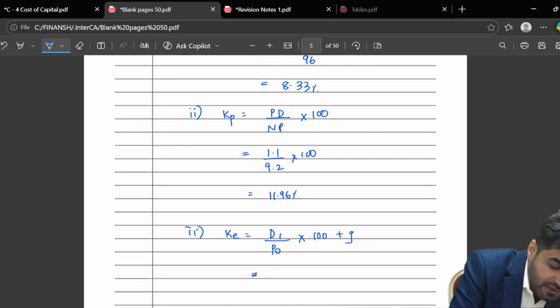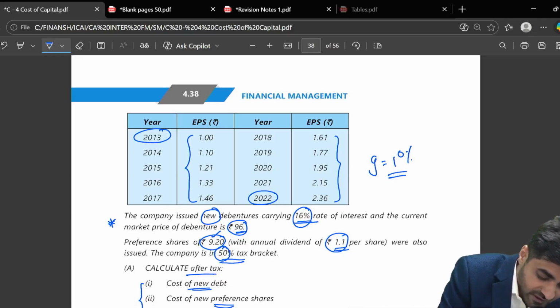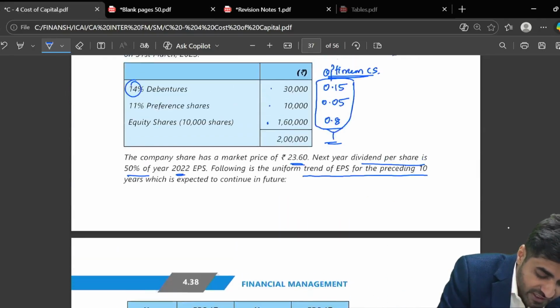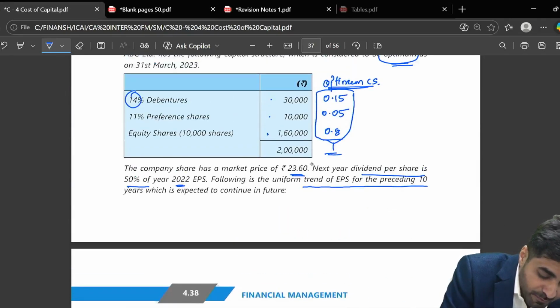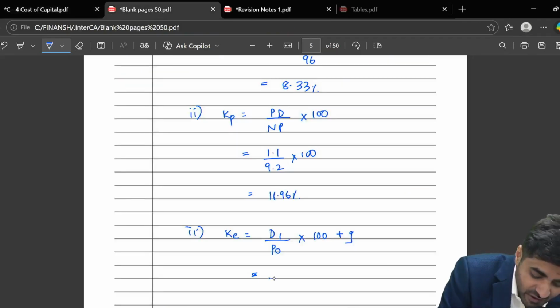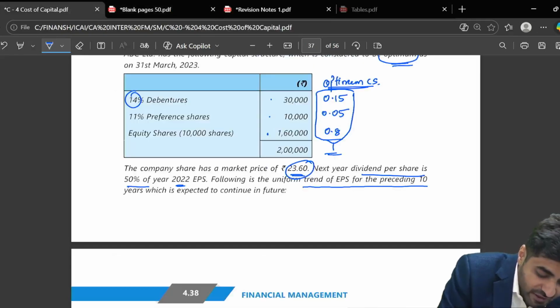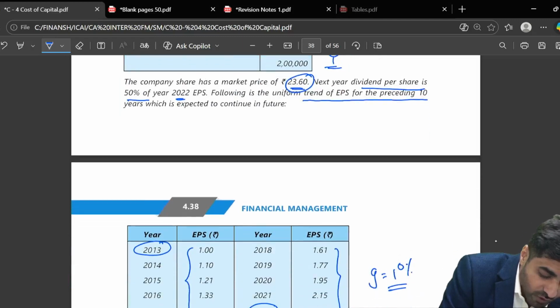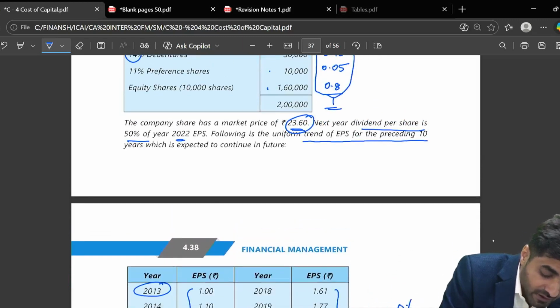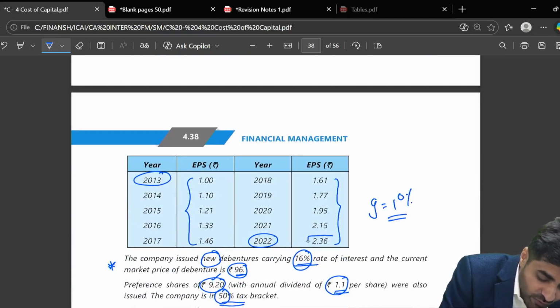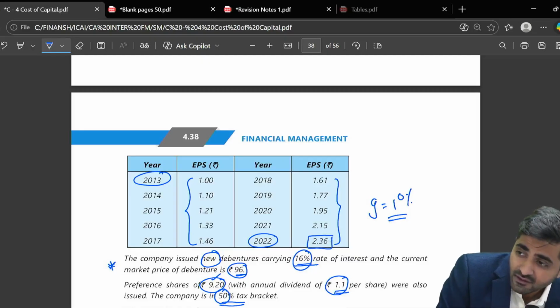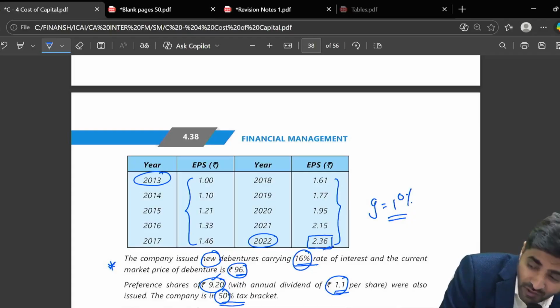Can you please tell me now what's your D1? Guys, for your equity shares, they have told you that the market price is 23.6. So I'll divide that by 23.6. What's my growth rate? 10%. And what's your D1? Can I say your last dividend was, what was your last dividend? They have told you your last dividend was 2.36. They have given you last 10 years earning per share. So last earning per share is 2.36.